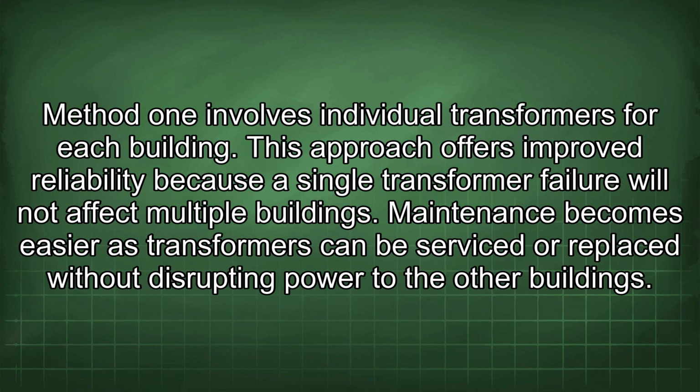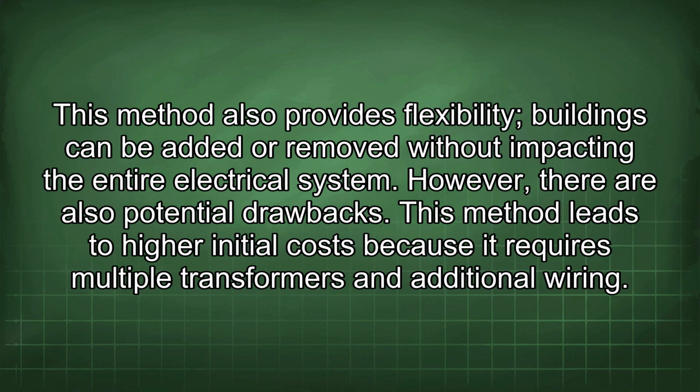Method 1 involves individual transformers for each building. This approach offers improved reliability because a single transformer failure will not affect multiple buildings. Maintenance becomes easier as transformers can be serviced or replaced without disrupting power to the other buildings. This method also provides flexibility. Buildings can be added or removed without impacting the entire electrical system.